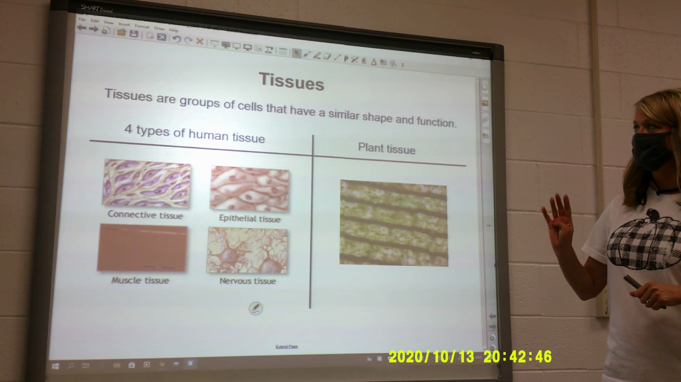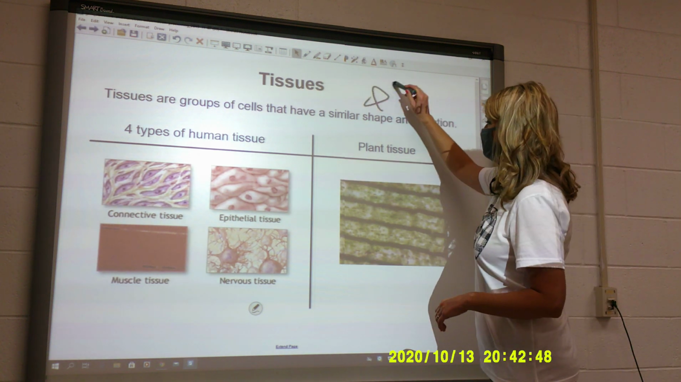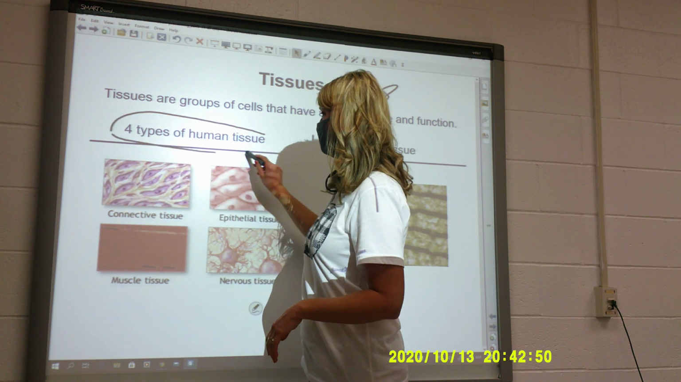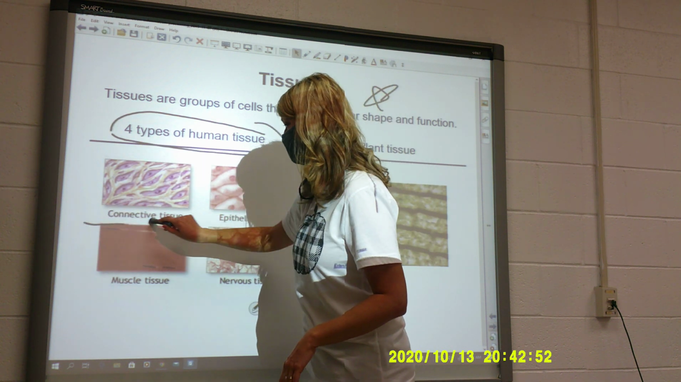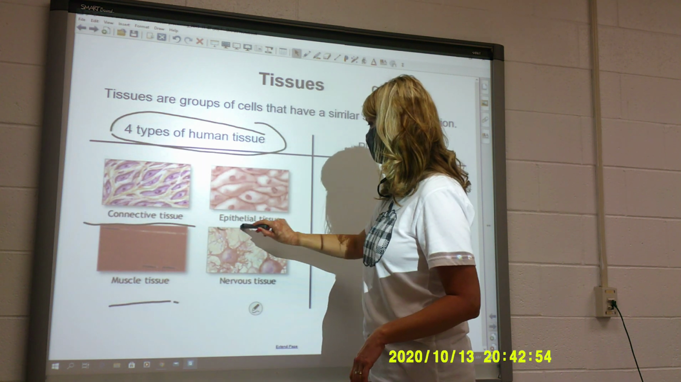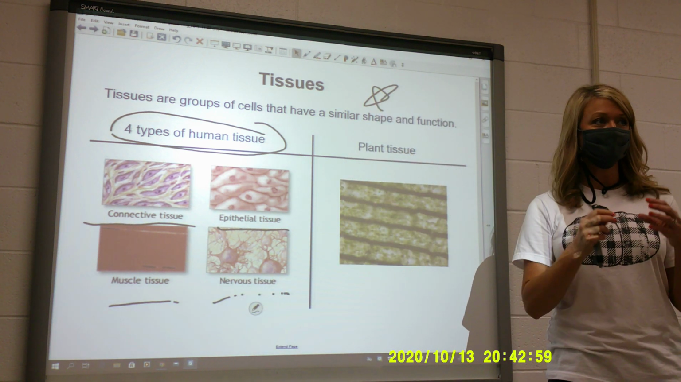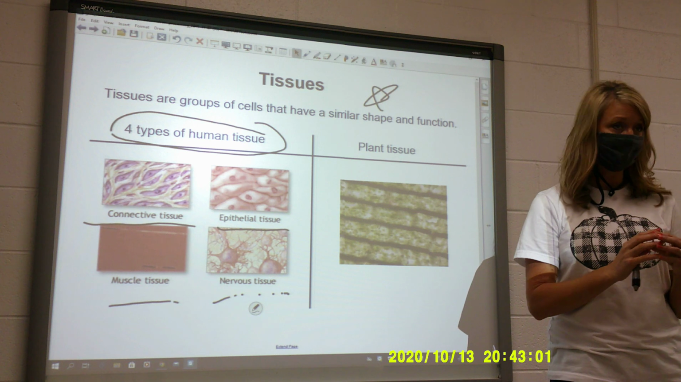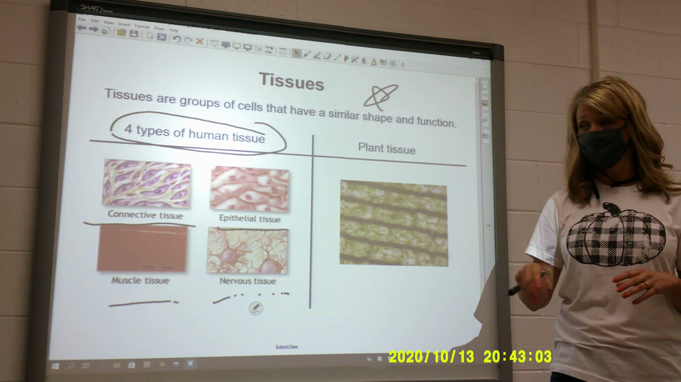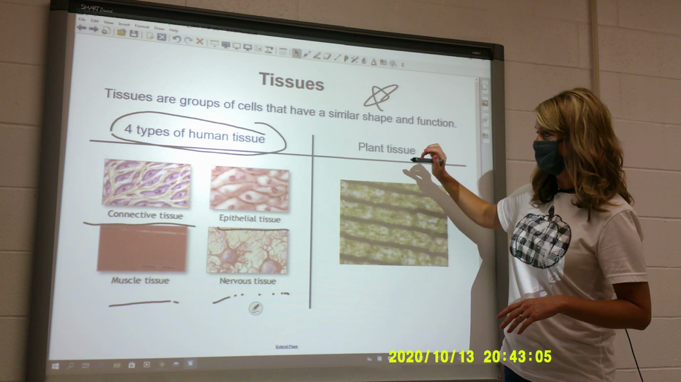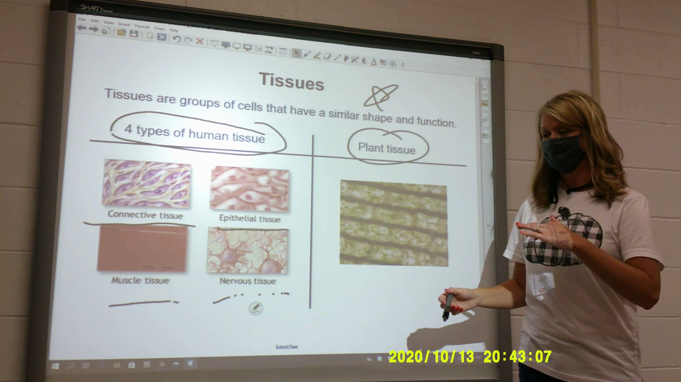And there are four main types of tissue. This slide is important. You need to know these. Four types of human tissue: connective, muscle, epithelial, and nervous. So you have certain types of tissue in your body that perform certain jobs. Then there's also plant tissue, which obviously is just in plants.